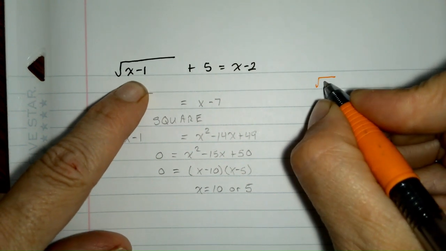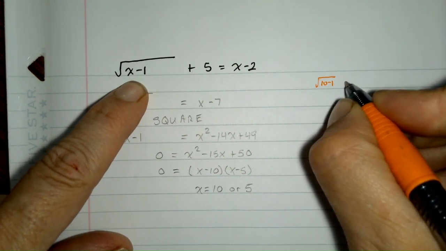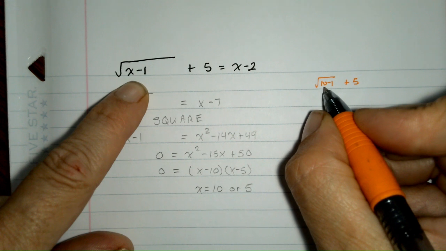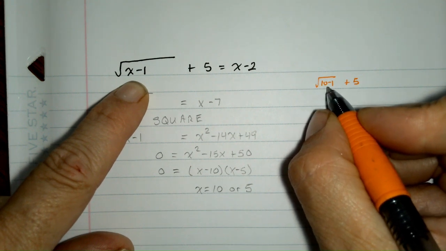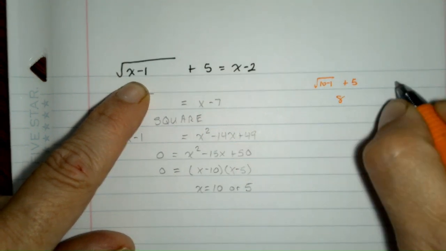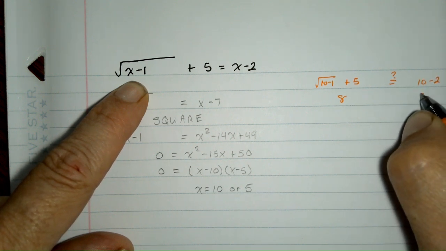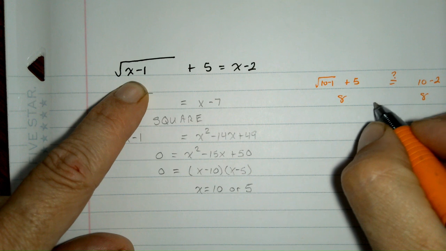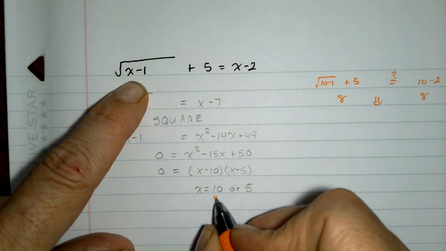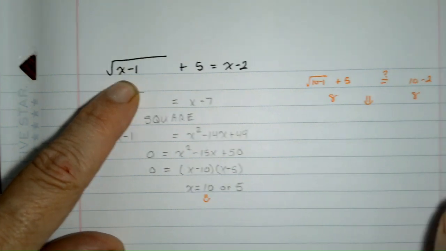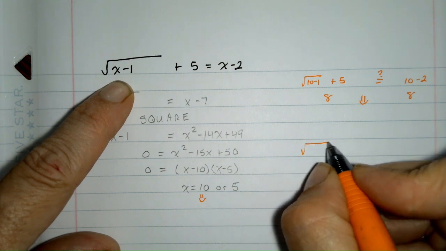The square root of 10 minus 1 plus 5, that would be 9. So square root of 9 is 3. 3 plus 5 is 8. Does it equal 10 minus 2? Yes. That one worked. Okay. Let's check 5.